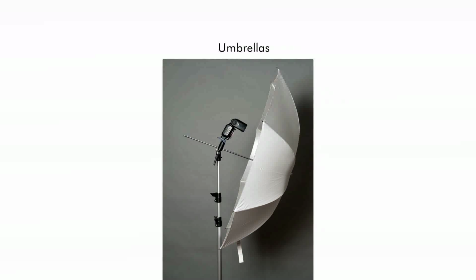Umbrellas are affordable and easy to use. A translucent shoot-through umbrella is made of white fabric and placed between the flash and your subject. It makes light softer by increasing the relative size of the light from your flash and causing it to come from many angles. Here's an image taken with a shoot-through umbrella.